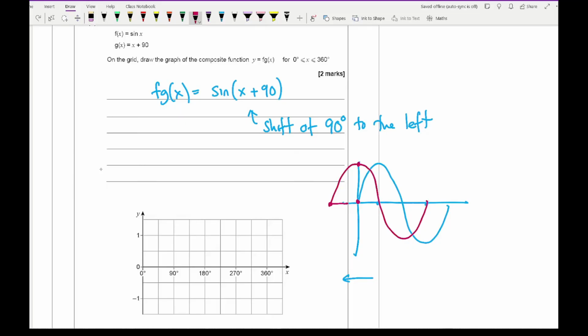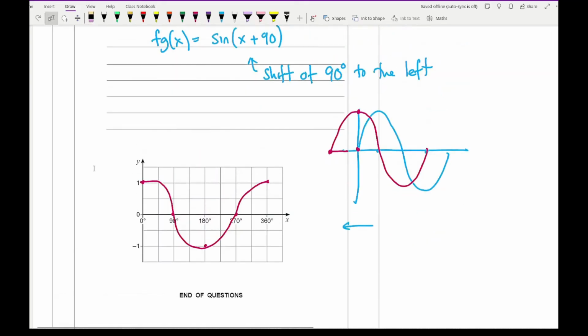so we're starting at 1 and we then just go up in terms of 90. So it's actually going to represent this graph, which we should end up with something that looks like that. And that concludes the end of this paper.